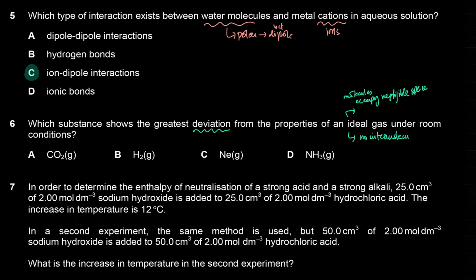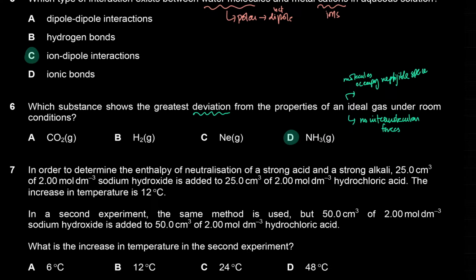In which of these cases are these assumptions least true? Where do you have the strongest intermolecular forces? We know that ammonia has hydrogen bonding. All the other ones are temporary dipoles. The stronger the intermolecular forces, the less ideal the gas. The weaker the intermolecular forces, the closer they are to the assumption of no intermolecular forces. So the answer here is D, because ammonia has hydrogen bonding. That's the strongest intermolecular force, so it's furthest from this assumption.